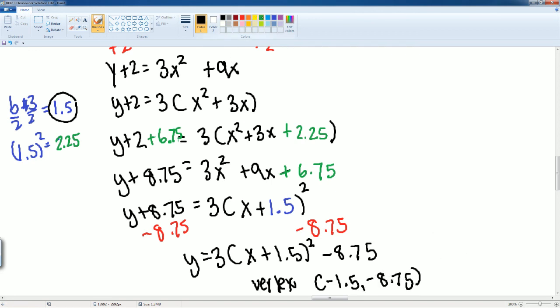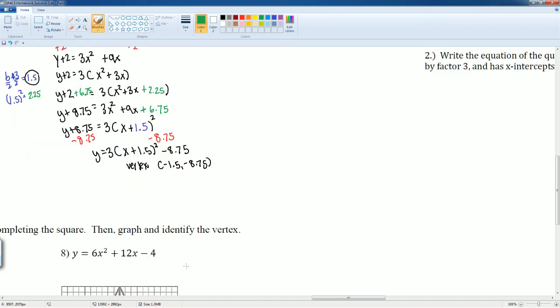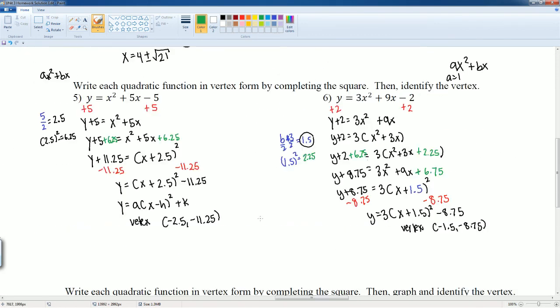Remember, you're adding the b term to both sides, but remember that 3 that you pulled out, make sure you multiply it back in. That's the reason why the constant you're adding here is 6.75. Hopefully that makes sense. If not, just come to the class and I can explain 6 in better detail. But there you go. 5 and 6, converting from standard form into vertex form to find the vertex.